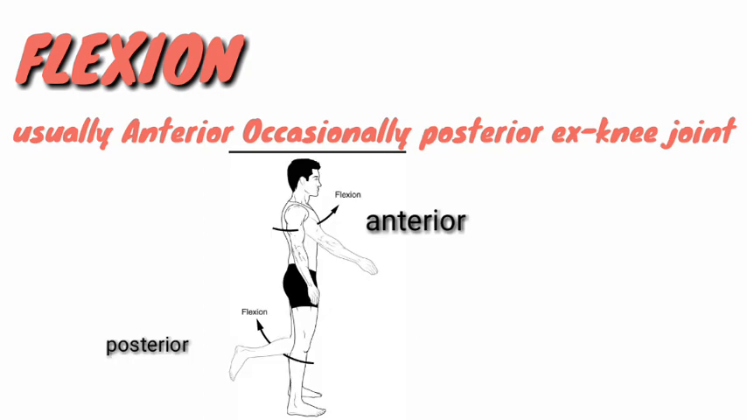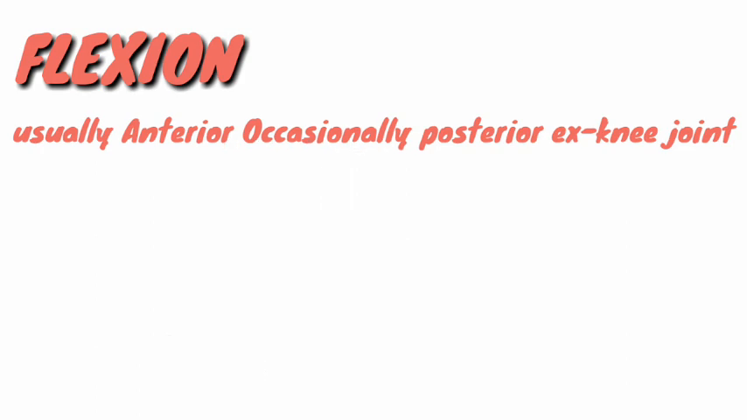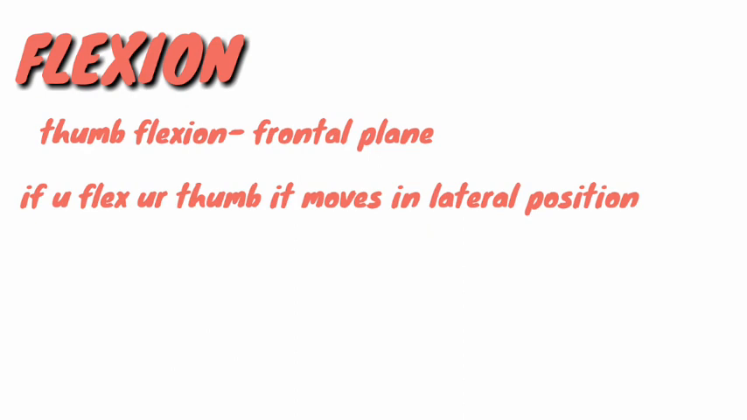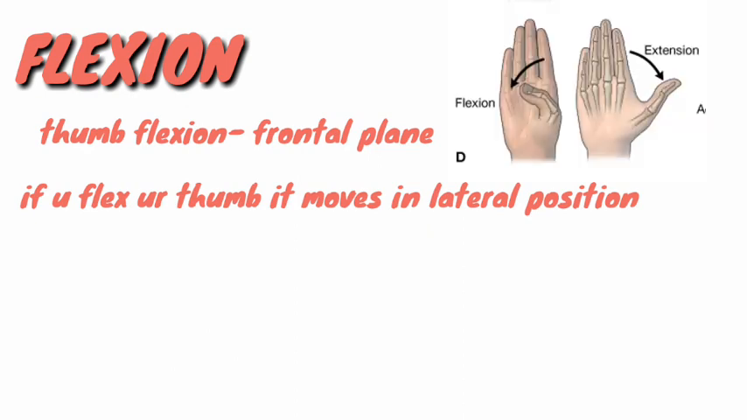Example, knee joint. If you flex your knee joint, you cannot flex it anteriorly. You can only flex it posteriorly. All flexion takes place in sagittal plane except for thumb. Flexion of thumb takes place in frontal plane.